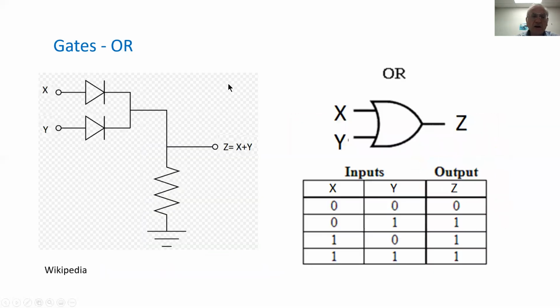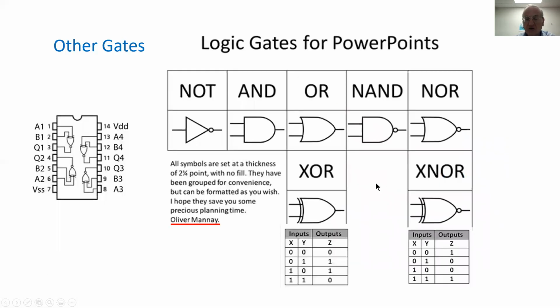The next gate is OR. We see over here two diodes, and in order for the output to go through the Z and down to ground through the resistor, either one of these diodes has to conduct the current. We see the designation over here, and the truth table is shown over here that we get 1 when either one of them or both are 1. And the only way we get 0 at Z is when both of them are 0.